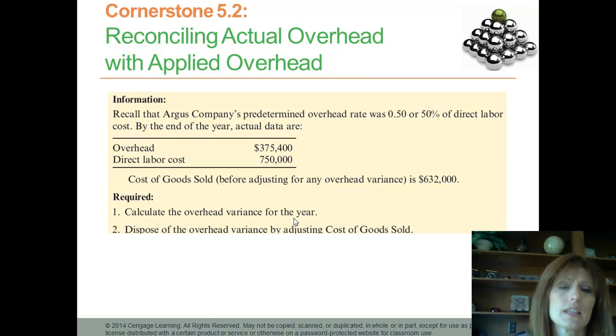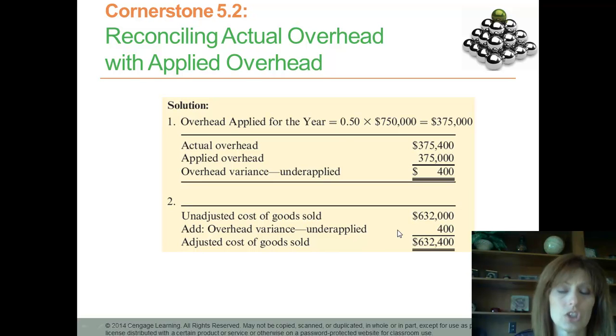So here's what it looks like. Okay, we had our same company that we used before with a 50% direct labor rate. So we had overhead. It says actual data. Our actual overhead was $375,400. Our direct labor was $750,000. Cost of goods sold is $632,000. It says calculate the variance and then adjust it.